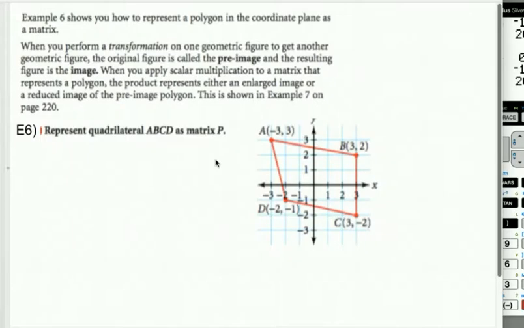All right, so in example 6, we're going to talk a little bit about geometric transformations. So here's a cool thing.